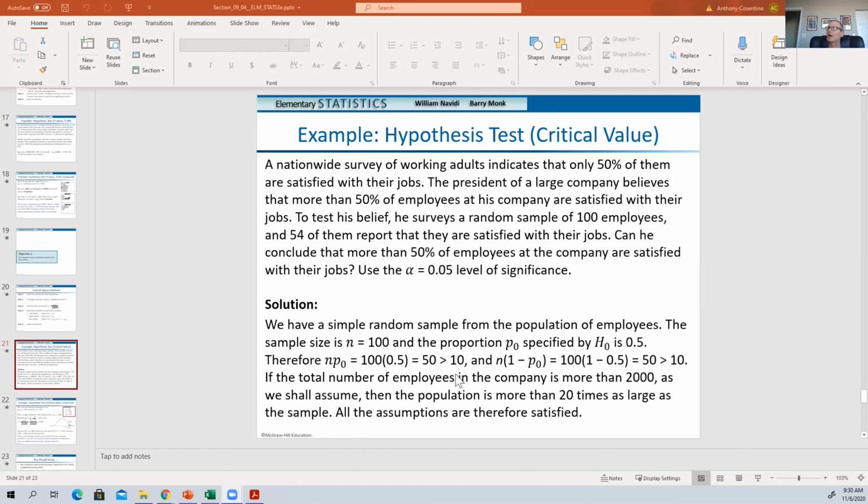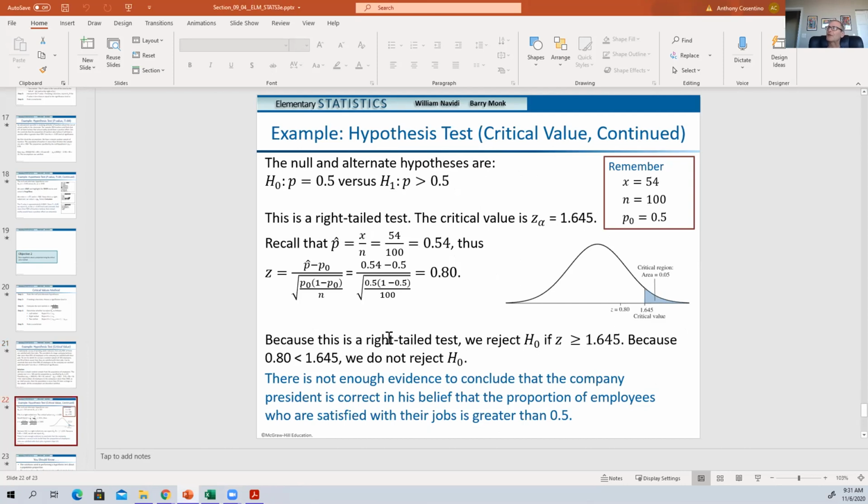And so again, if you walk through the criteria of np and n(1 minus p0), you see that we are okay with the criteria. And then this is a little tricky because you don't know how many total employees. But in this case, there are more than 2,000, which is 20 times more than 100, which implies the sample is less than 1/20 of the total population. So again, when you do this calculation, let me pull this up here on the slide.